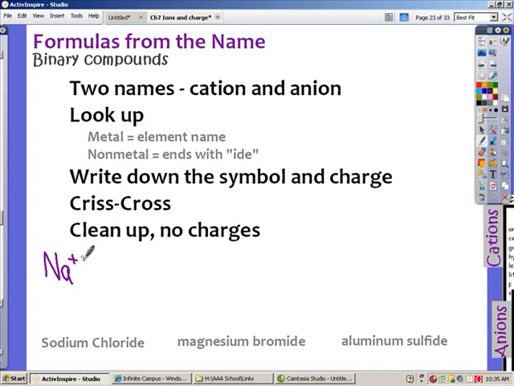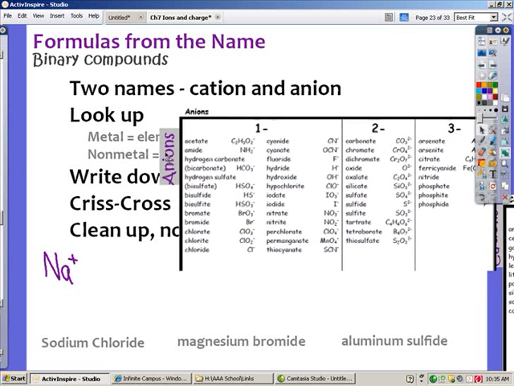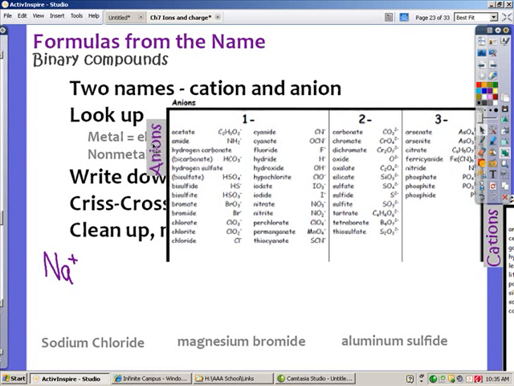And I'm going to do the same thing for the anion. I'm going to look in here and find chloride. Now you have to be careful because a lot of things have very similar names. And so down here you can see here's chloride, chlorite, chlorate. Got to make sure that you're getting the right one. The ending changes depending on the different ions.